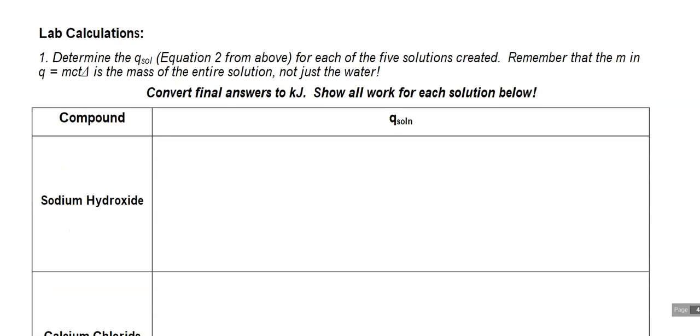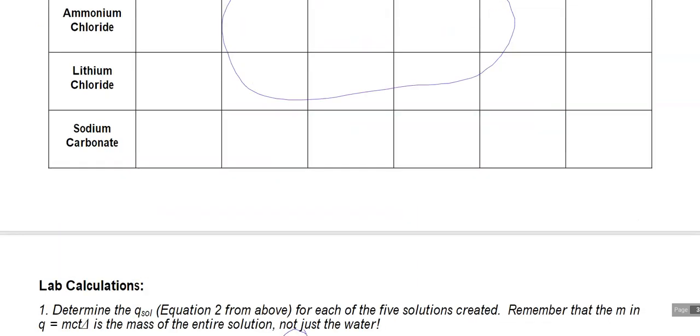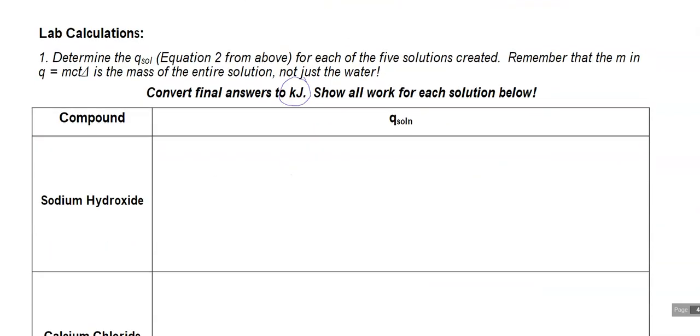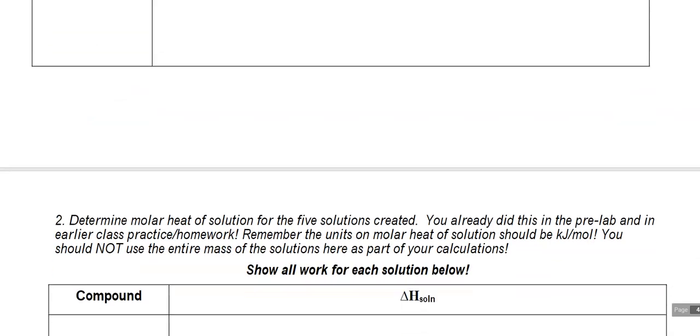The rest of this, I will provide you sample data, so you can do your calculations. Okay, lab calculations underneath. Determine the Q of solution, equation 2 from above. For each of the 5 solutions, you want to find Q solution right here. Remember, the mass is the mass of the entire solution, not just the water. It's important to convert your final answer to kilojoules and show all your work. So it's basically MC delta T here, and please keep in mind what your sign is on that temperature change. It's T final minus T initial. That is going to tell us if this is an endothermic or exothermic process, so we should care about that here. The exothermic reactions are going to have a negative Q value, and the endothermic are going to have a positive Q value. You'll do that for all of them. It won't take you long at all.